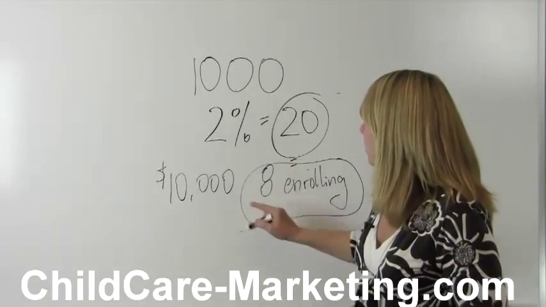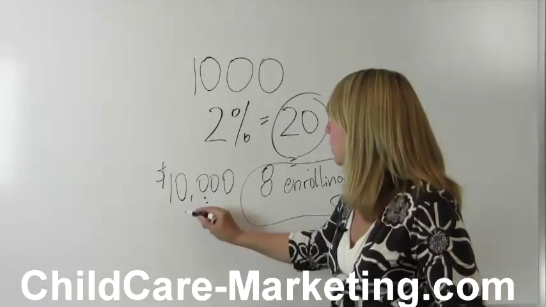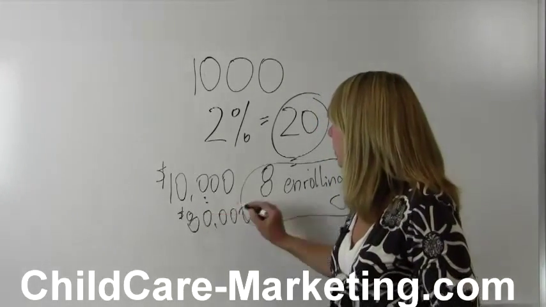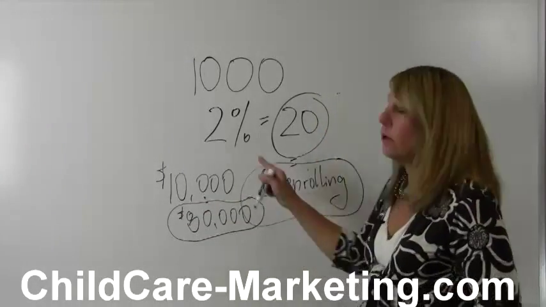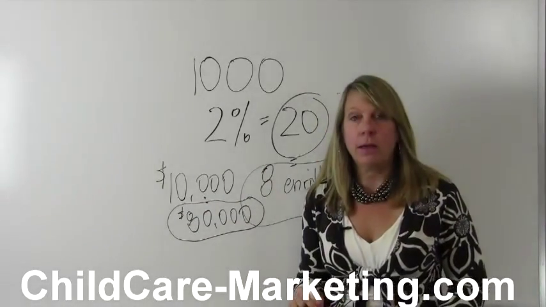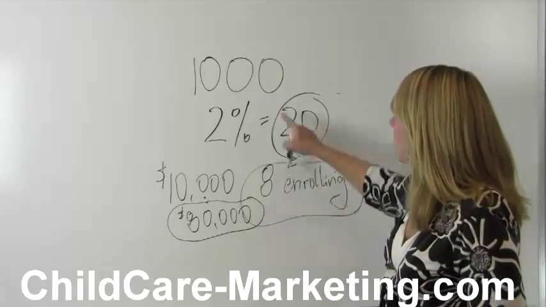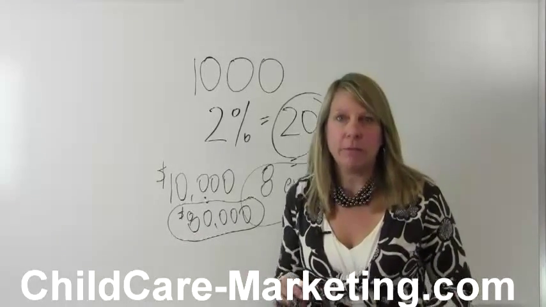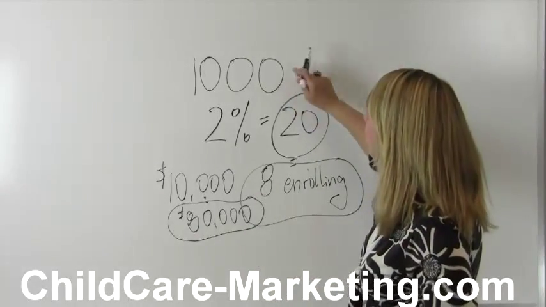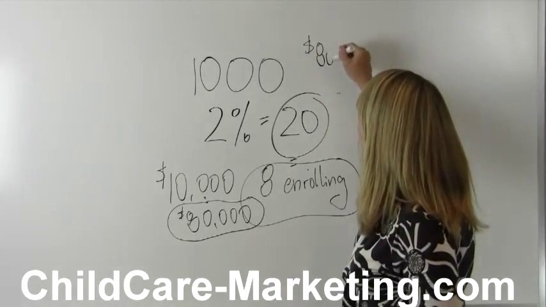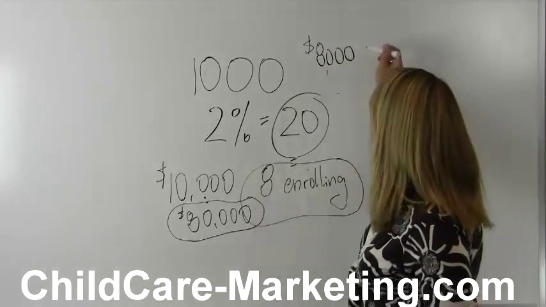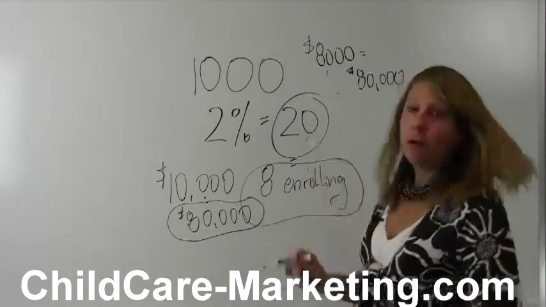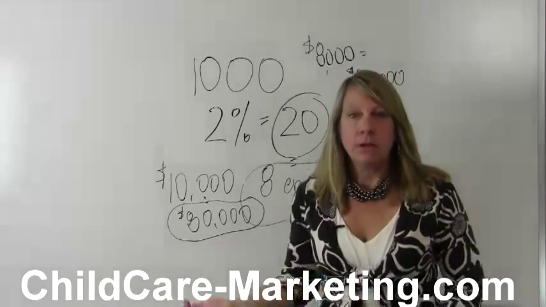So $10,000 times 8 families equals a total revenue growth for your program of $80,000 from this particular mail campaign, okay? And then what you want to do is look at, what did you spend on that mailing? So just to keep the math simple, let's say you spent $8,000 to mail these 1,000 pieces out, right? So if you spent $8,000, but you got $80,000 in revenue, what's the ROI on that? That's a 10-to-1 ROI, right? You spent 8 and you got 80.